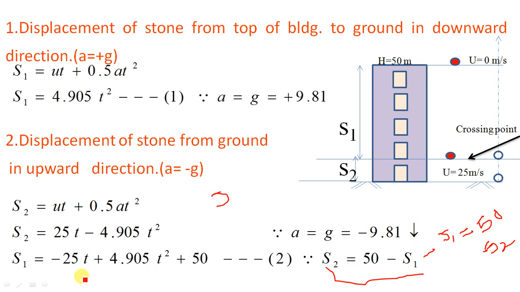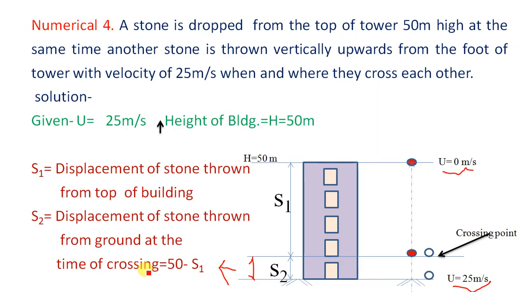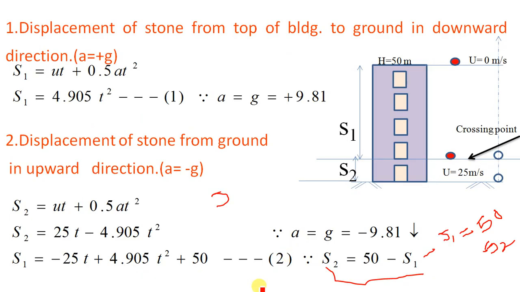Now substituting this value, s2 is equal to 50 minus s1. So what is the value of s1? We have to write it in terms of s2. So rearranging the terms, you will get this equation: s1 is equal to minus 25t plus 4.905t square plus 50.